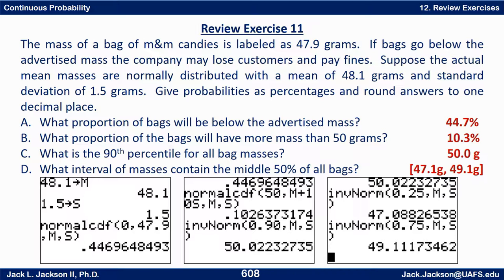What's the 90th percentile? So this is going to be an inverse normal probability. So the inverse norm of 0.9 with M and S is 50.0 grams. So 90% of the time you'll get 50 grams or less.